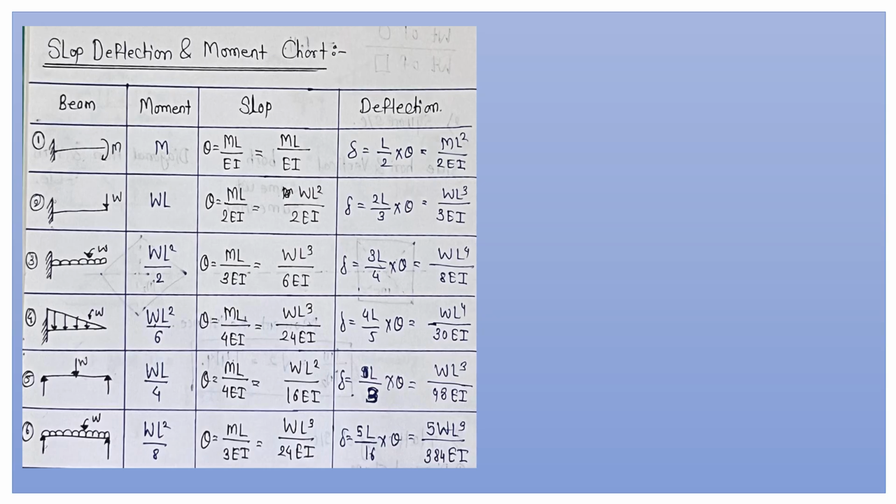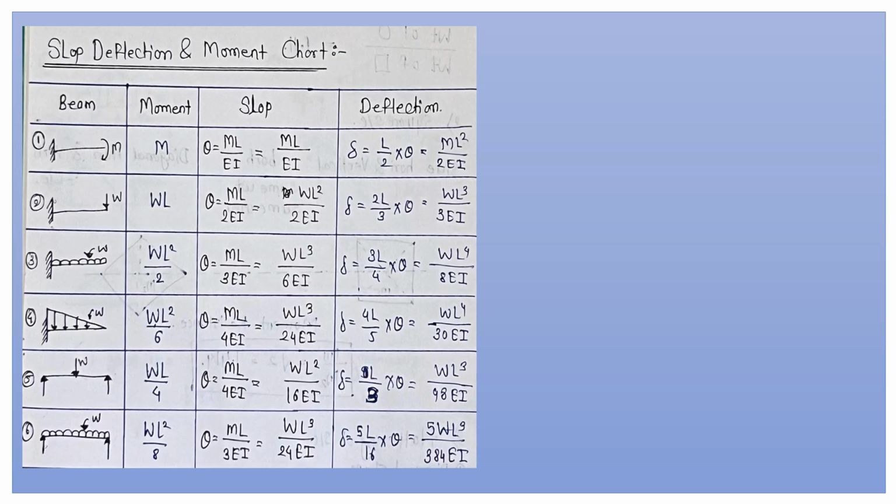And for slope and deflection there is one trick. The slope is represented by theta. So for the first, ML by EI, then for the second take ML by 2EI, then for the third take ML by 3EI, then for the fourth ML by 4EI.